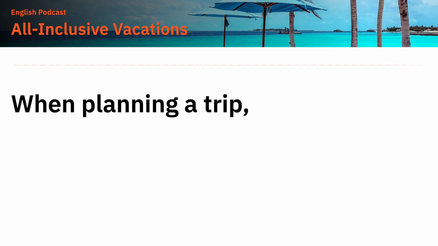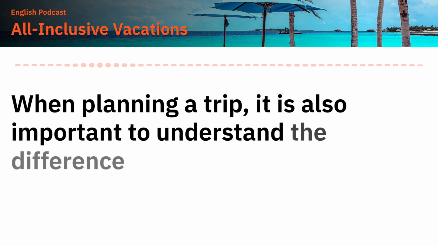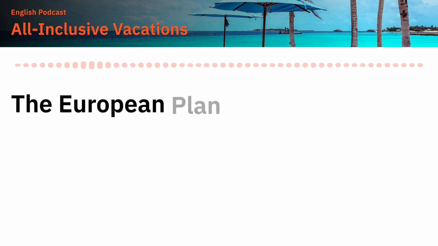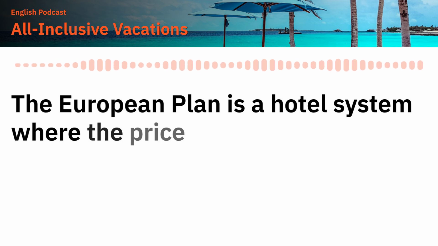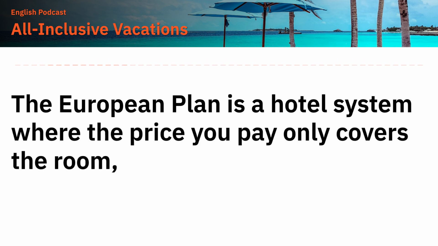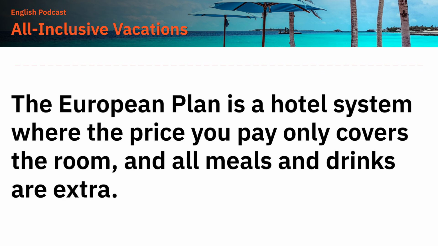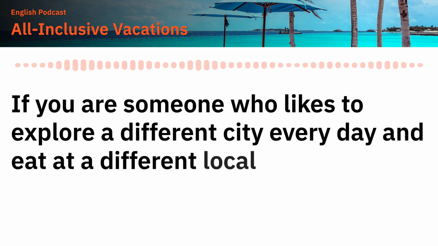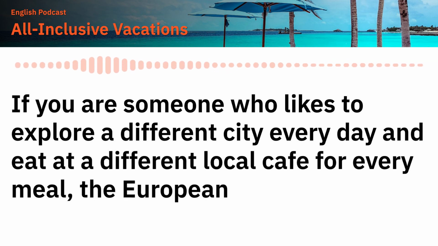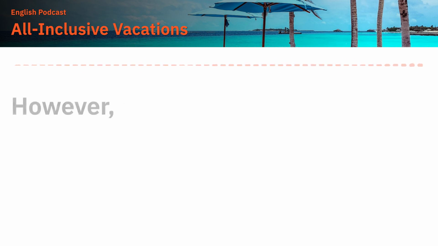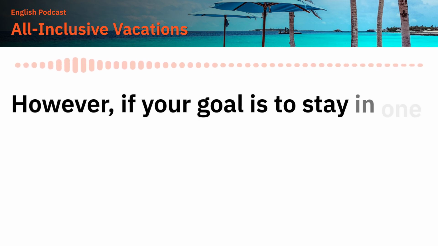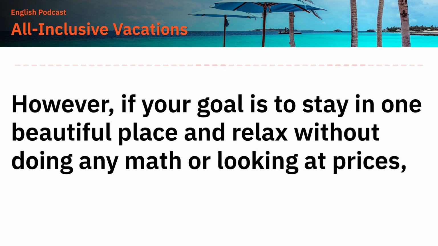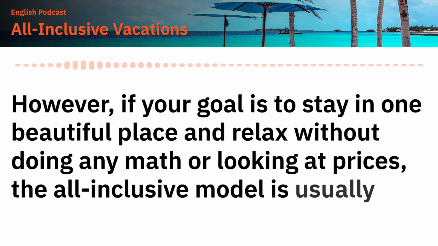When planning a trip, it is also important to understand the difference between all-inclusive and the European plan. The European plan is a hotel system where the price you pay only covers the room, and all meals and drinks are extra. If you are someone who likes to explore a different city every day and eat at a different local cafe for every meal, the European plan might be better for you. However, if your goal is to stay in one beautiful place and relax without doing any math or looking at prices, the all-inclusive model is usually the winner.